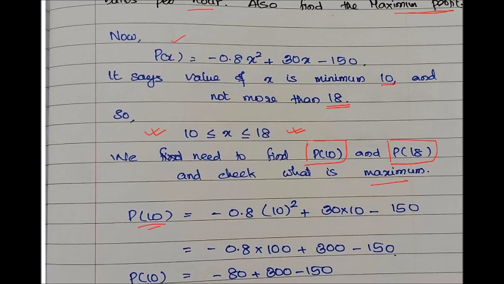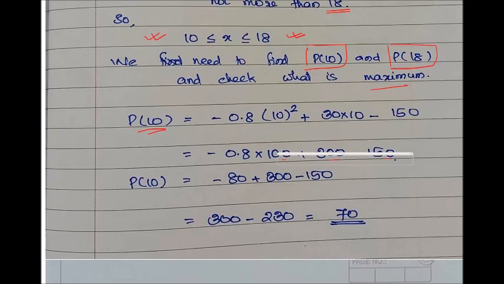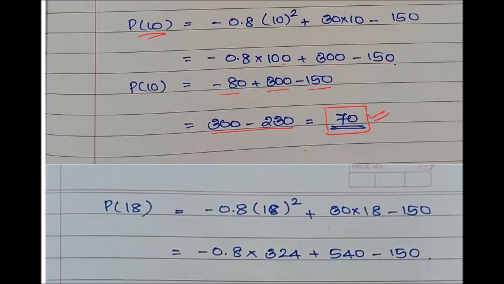First find P(10). Put x = 10. P(10) = -0.8 × 10² + 30 × 10 - 150. That's equal to -0.8 × 100 + 300 - 150. That is P(10) = -80 + 300 - 150, which is equal to 300 - 230. That's equal to 70. We have the value P(10) = 70.